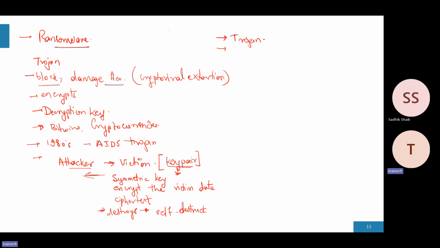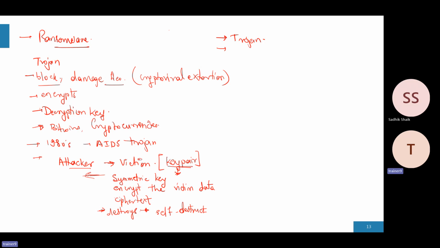So what are the different types of ransomware that have appeared over the years, and what are some good examples from the past that tell you about these ransomware categories?